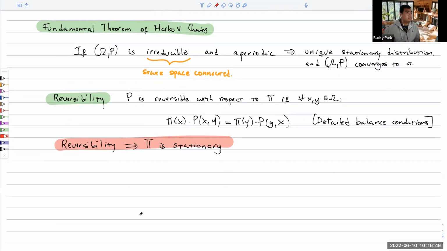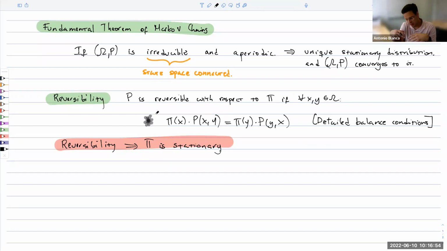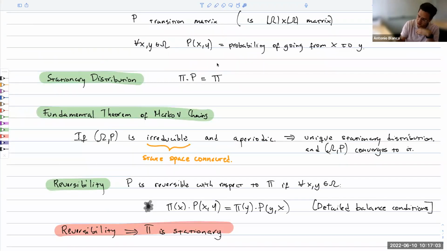But what is the point? The point is that many times it's a lot easier to check that these conditions hold than checking that this condition holds, right? So it's a quick way of checking that a distribution is stationary. Now, it's not an if and only if. You can have chains with a stationary distribution that are not reversible, okay? But this is a very desirable property because some of the theorems that we can prove about convergence and so on are a little stronger if we put this assumption of reversibility, okay?